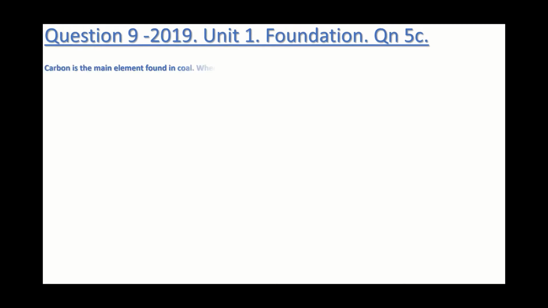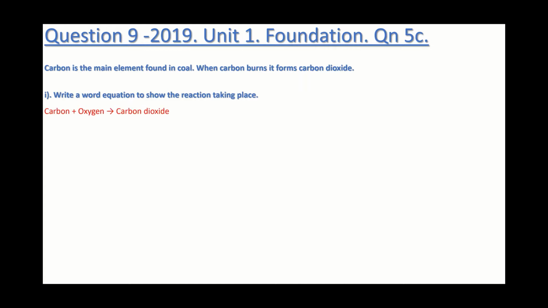Now, for your penultimate question, the first part asks you to write a word equation for the process by which carbon burns to form carbon dioxide. This would be an example of a combustion reaction, and so your word equation would be taking carbon with your oxygen to form carbon dioxide.